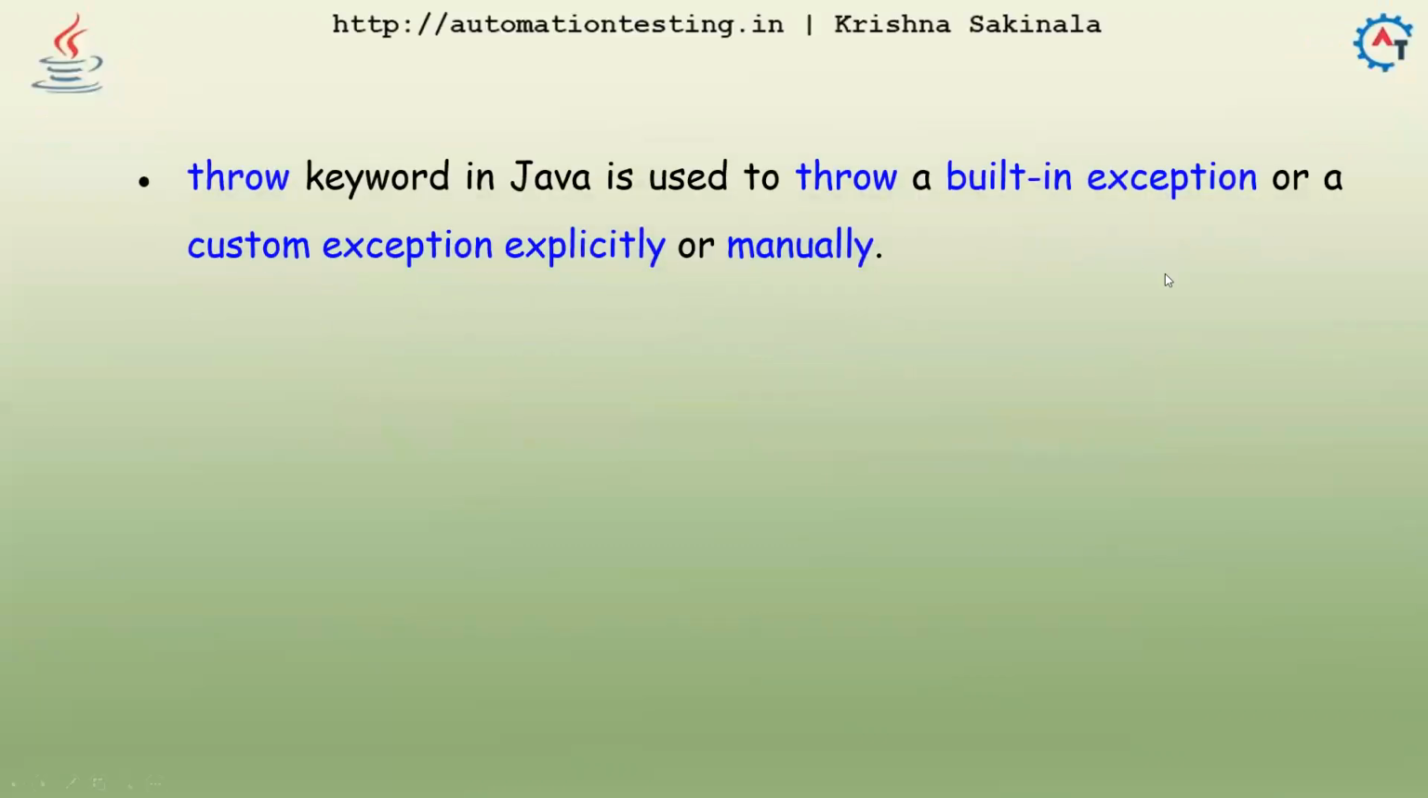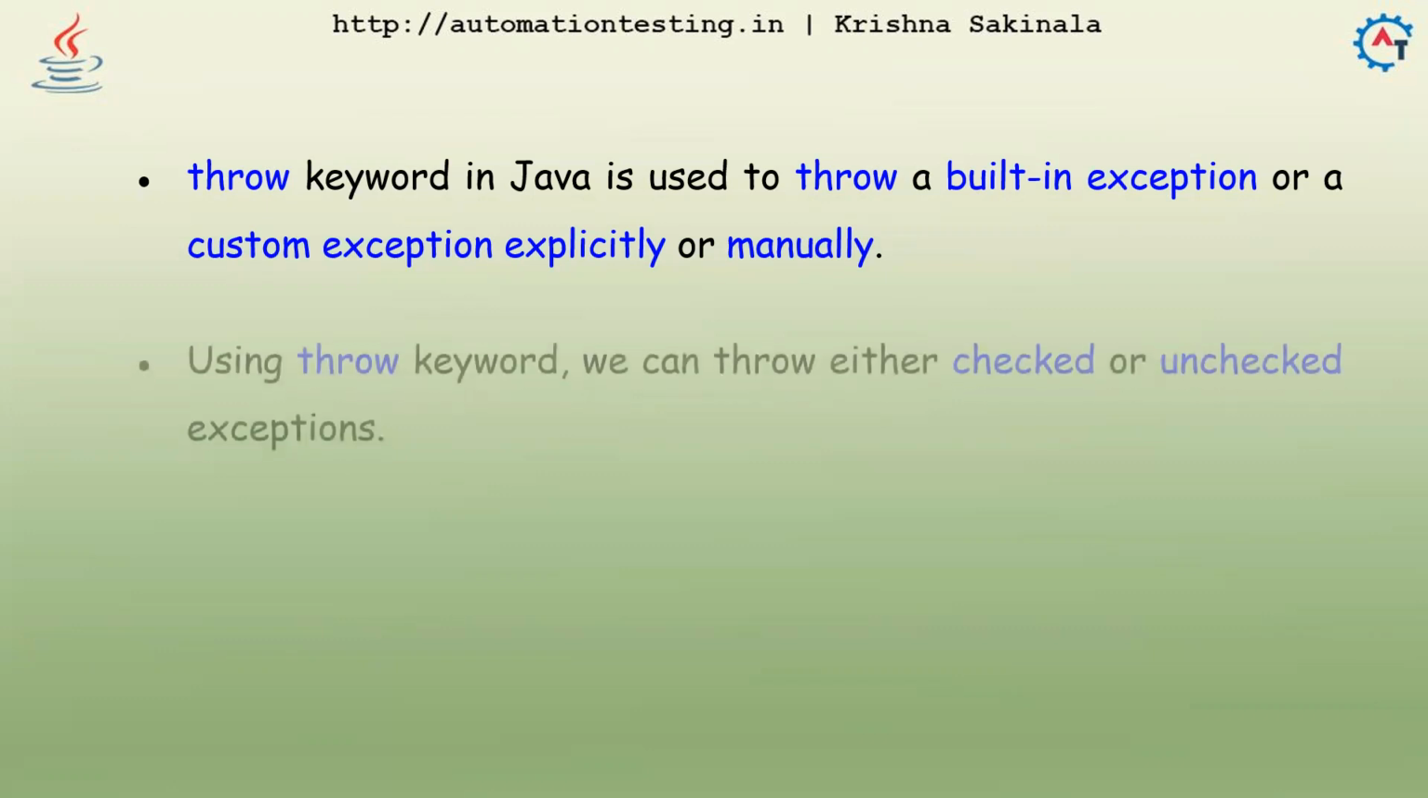The throw keyword in Java is used to throw a built-in exception or a custom exception explicitly or manually. So the throw keyword is used to throw a built-in exception or a custom exception which you write on your own. With the help of the throw keyword, you can throw your custom exception. Even though you can do a built-in exception also, that is not needed. Like, this is already a built-in exception, but you can do both. But the purpose is to throw the custom exception explicitly or manually.